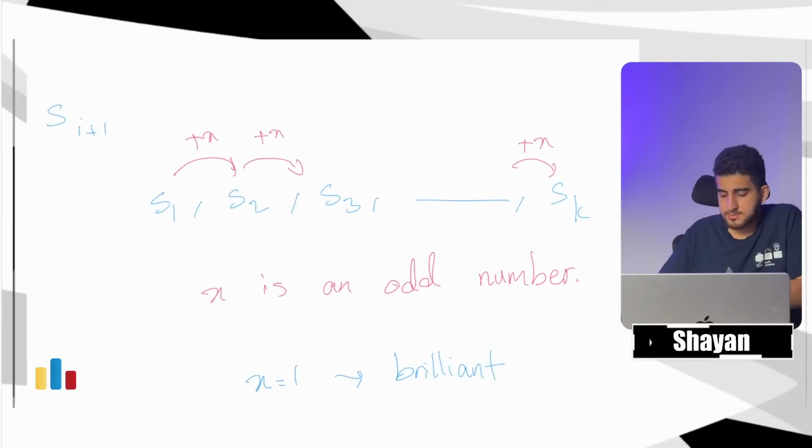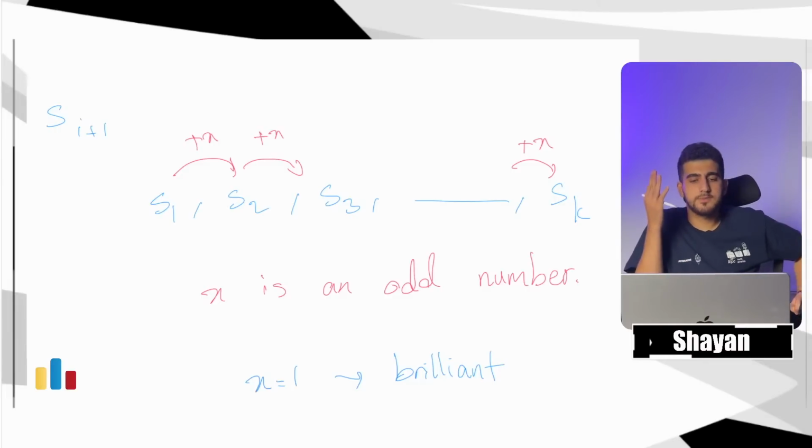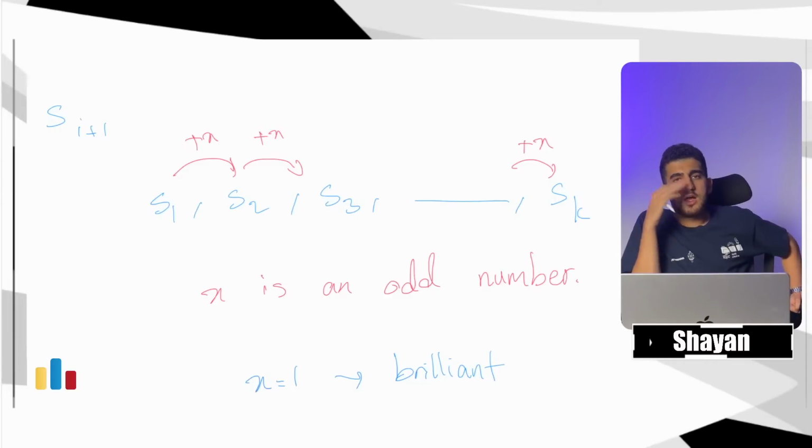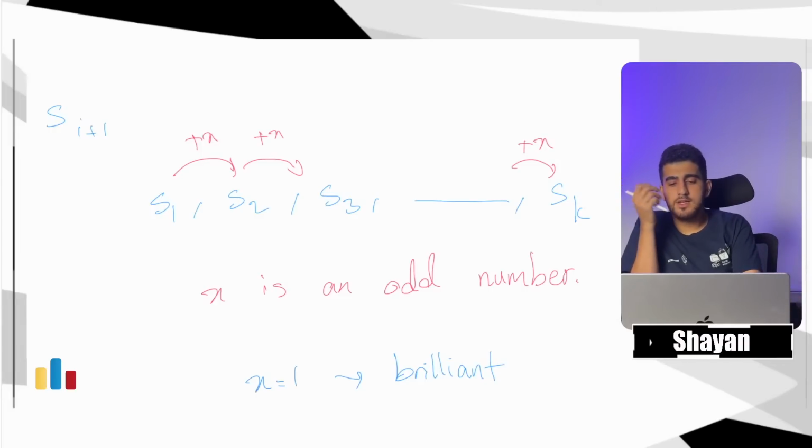So the point is that because the difference between each two consecutive elements is an odd number, and they are all the same, if x is equal to 1, it means that these numbers are consecutive and it is brilliant, otherwise it is not brilliant.